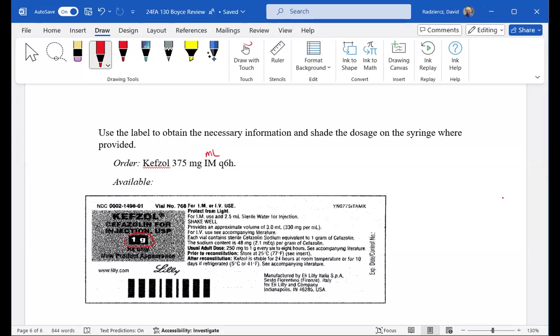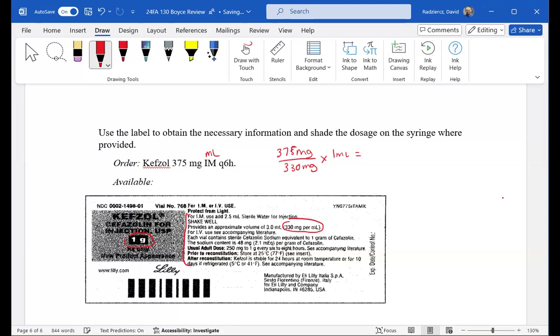So when you're dealing with a reconstitution, what that really just means is you have to look in the label area to find the information you need to solve this problem. And what you're looking for is this right here, where it tells you the 330 milligrams per milliliter. And then you just solve it like you've done before. So a lot of you like to do the dimensional or the ordered over available. So 375 over 330 times 1 ml, and then you get your answer.